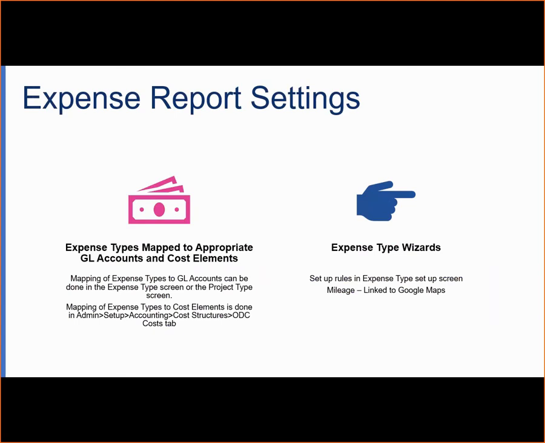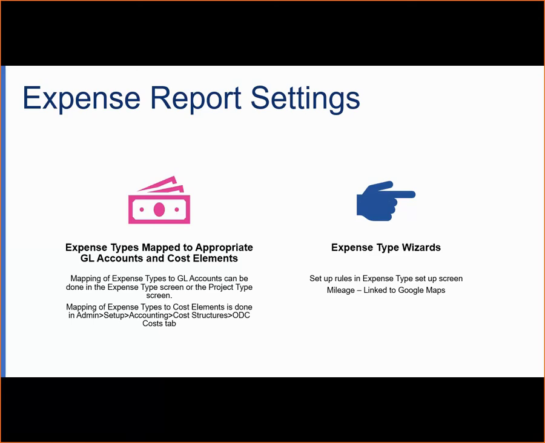The second area that's super important for mapping is to make sure that your expense types are mapped to your cost elements. If you don't do this, you're going to have unmapped costs on your job cost reports, and those are sometimes not super easy to fix. So you want to make sure that you get those expense types mapped to the cost element.